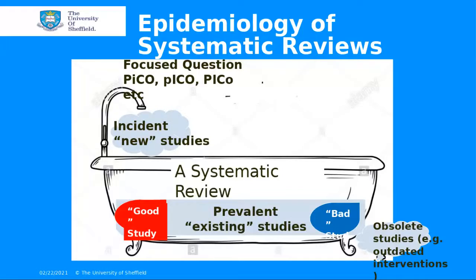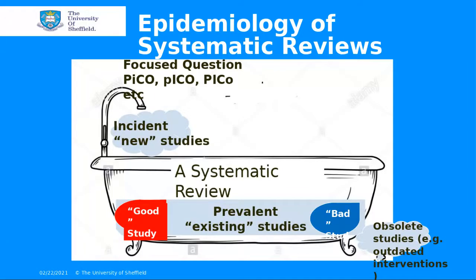So I'd like you to conceive a systematic review as if it was a bathtub. In that bathtub are the existing studies on that particular topic. These are the prevalent studies. Some of these studies are good studies when assessed through using a quality assessment tool, and others are bad studies. So if you like, the good studies raise the temperature of the bath, the bad studies cool the temperature of the bath. In other words, the good studies help us to make clinical decisions, but the bad studies sort of dissipate the effectiveness of the review.